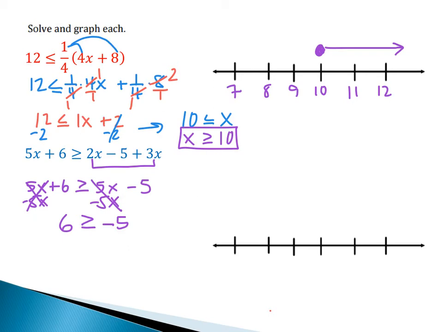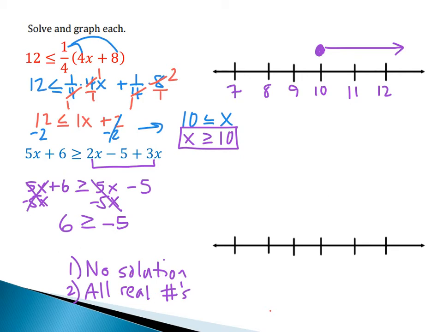Now, I want you to think about this. We have seen this before, and we haven't seen this in a while. But what does it mean when the variable cancels out, and I'm left with 6 is greater than or equal to negative 5? This right here is a statement, okay? When the x cancels out, remember there were two options. The first option was that it meant no solution. The second option was that it was all real numbers, meaning any number would satisfy this inequality, or in the case of an equation. How do we know the difference between whether it's no solution or all real numbers?